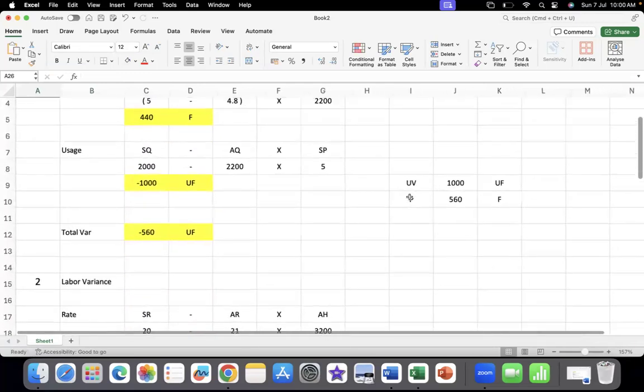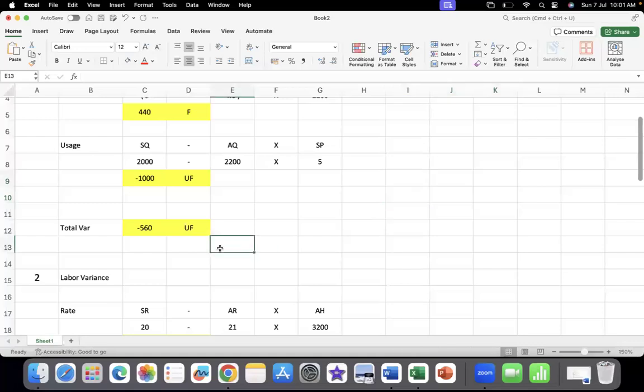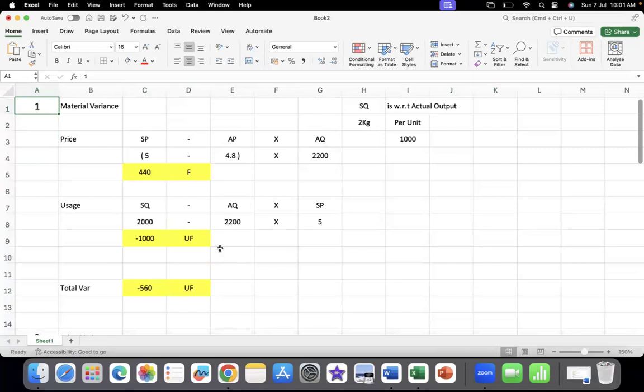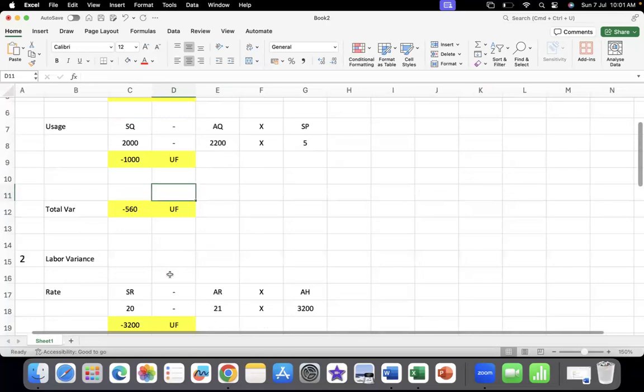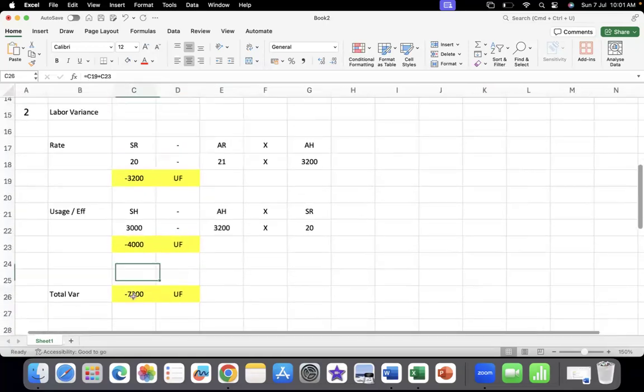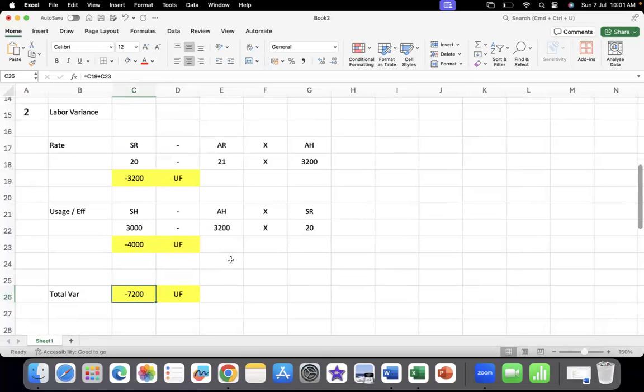So let's do a quick interpretation here, because that is something which we need. The material variance was unfavorable by 560. The labor variance was also unfavorable by 7,200. So overall, when you prepared a budget and made your estimates, those estimates with respect to both categories, labor and materials, are basically out of place.